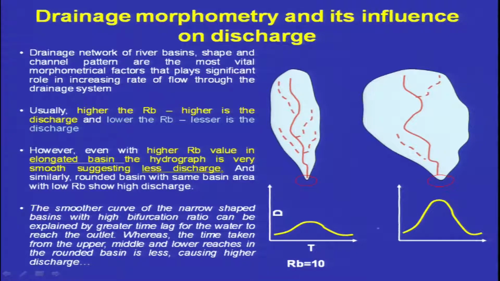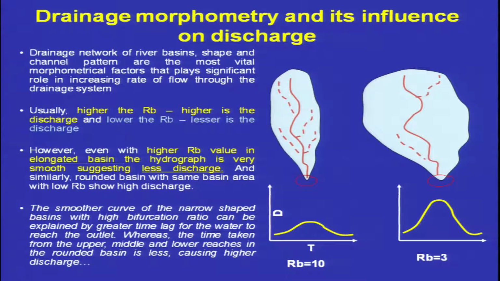So the rounded basin has a very fast peak. We get the flooding event even with lesser RB values. Okay. So what are the reasons for this? One most important reason is the smoother curve of the narrow-shaped basin. We are talking about this one, with higher bifurcation ratio, that is 10, which can be explained by greater time lag. So the time lag was much higher for the water to reach the outlet. This is the outlet here.